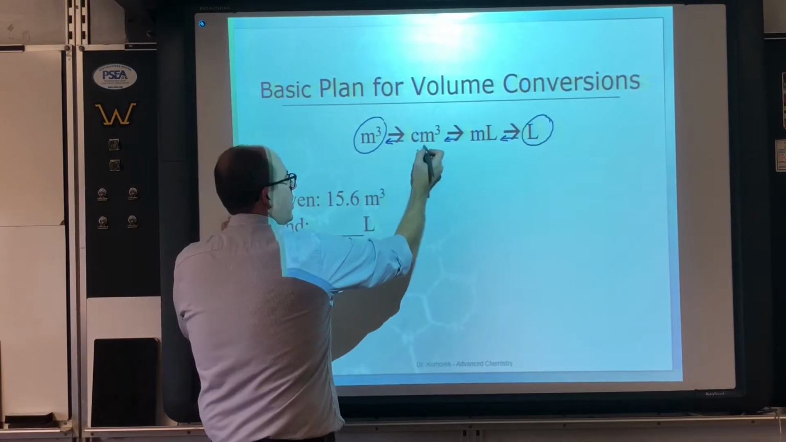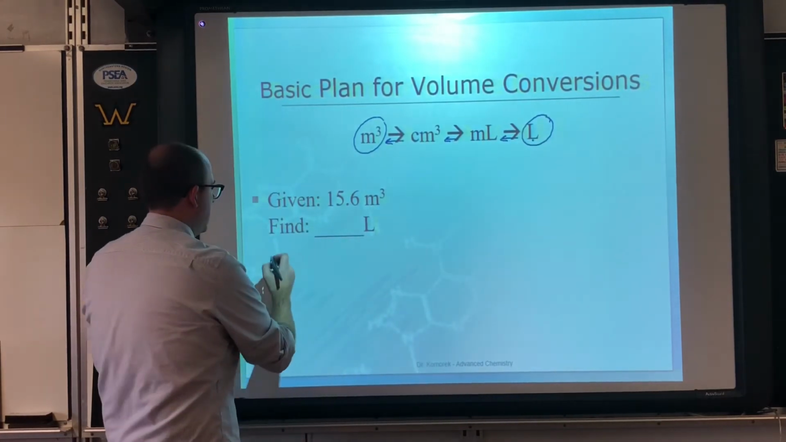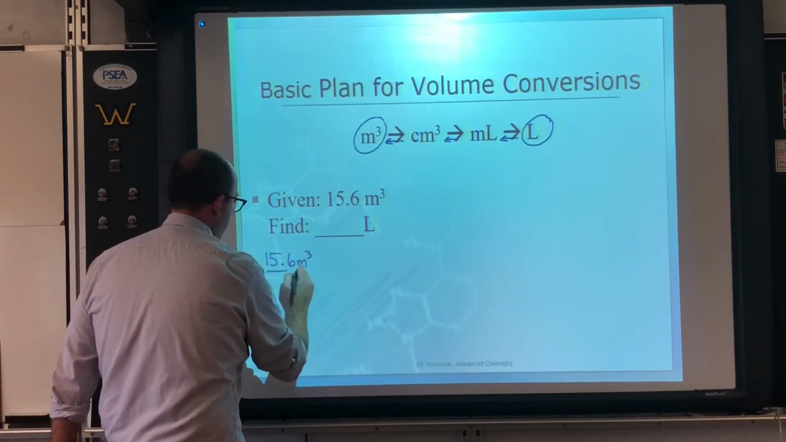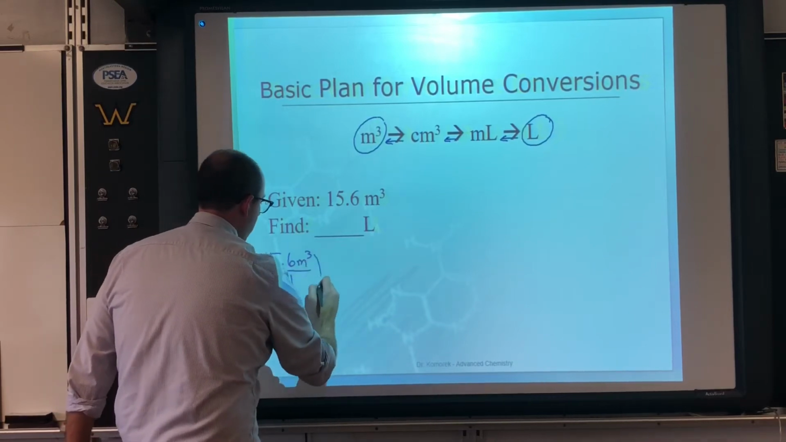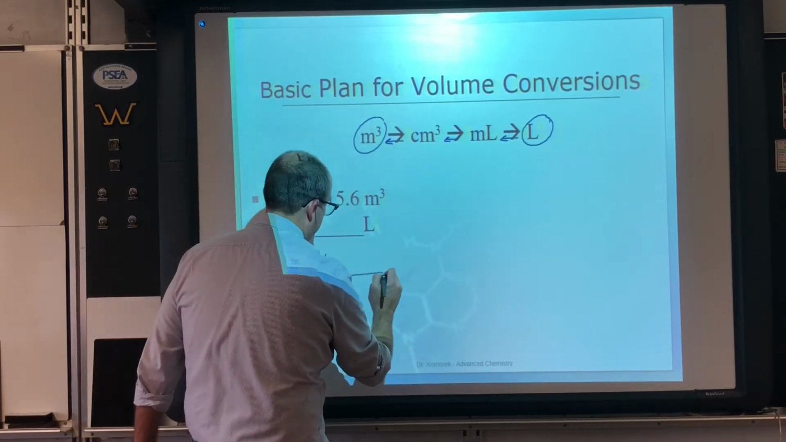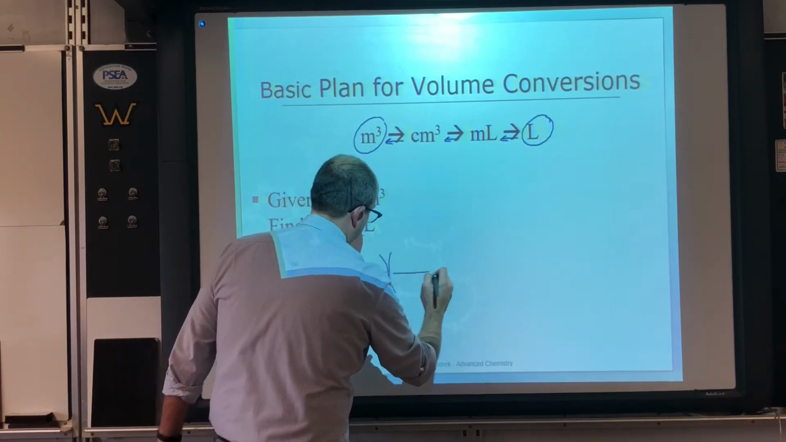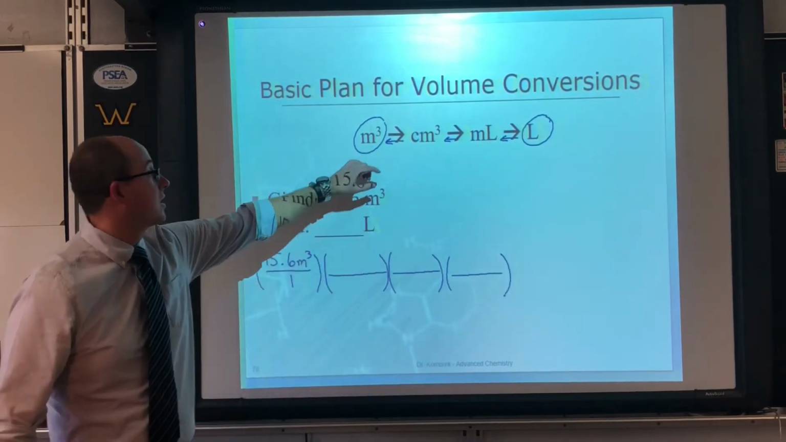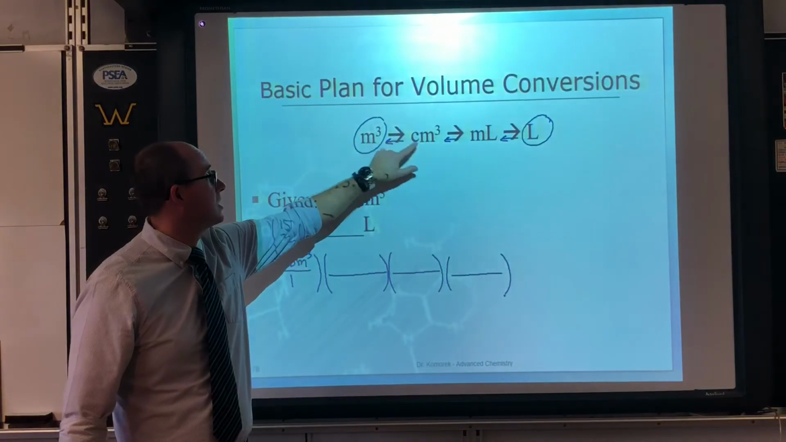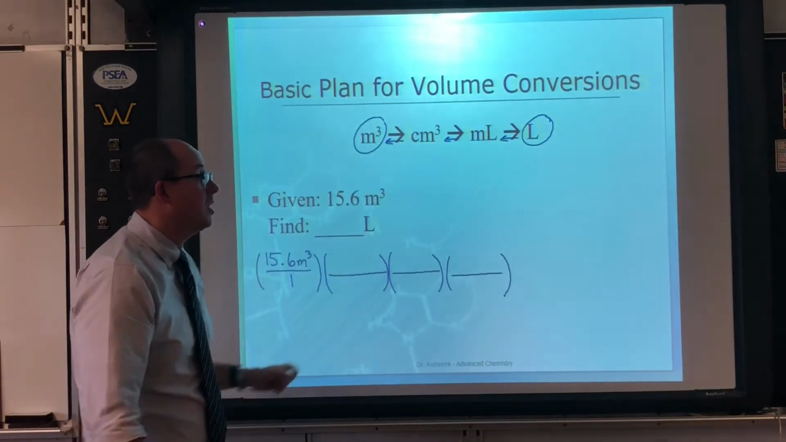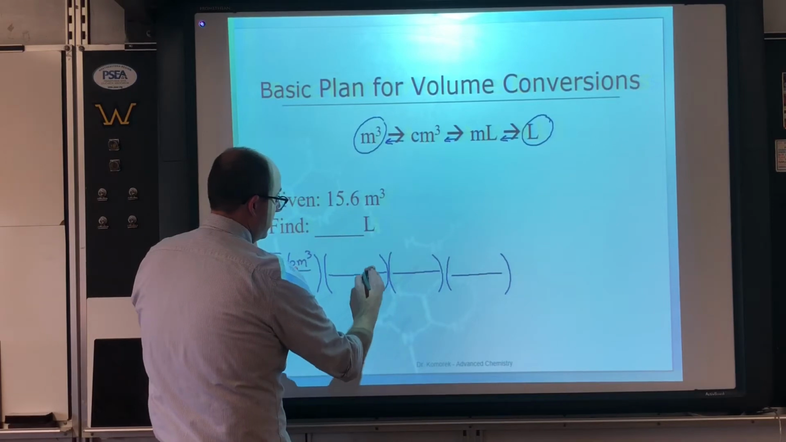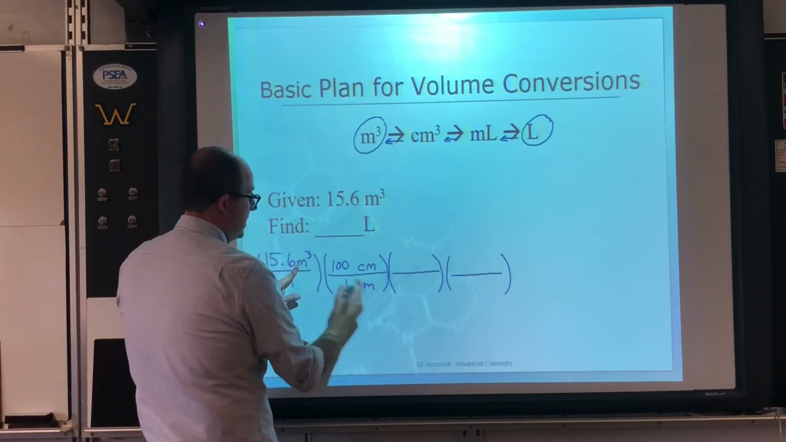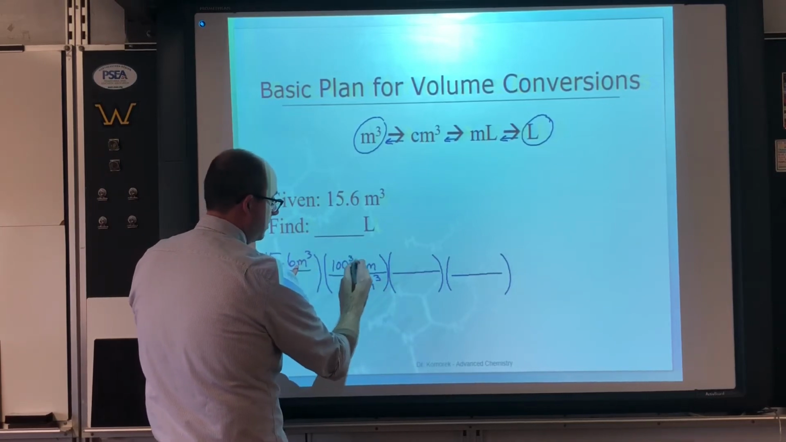In this problem, we are on meters cubed, and we're supposed to be on liters. So that means we have 1, 2, 3 conversions. When we set this up, 15.6 meters cubed, we'll follow by 3 conversion factors. First conversion factor involves just cubic meters and cubic centimeters because we're going from here to here. So the meters will be on the bottom, centimeters up top. Again, 100 centimeters per 1 meter. This has to be cubed, so cube all terms.